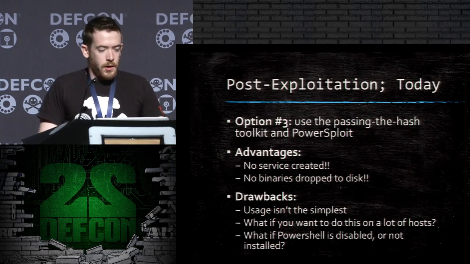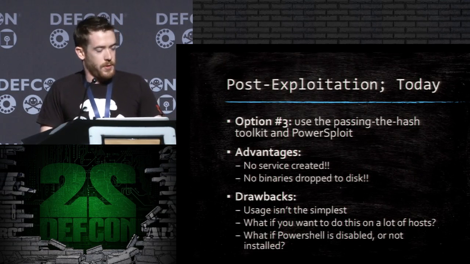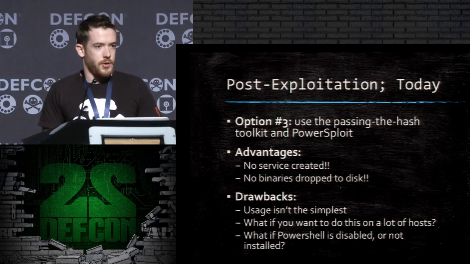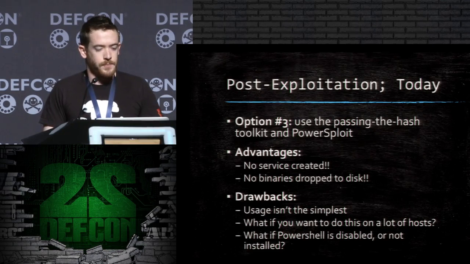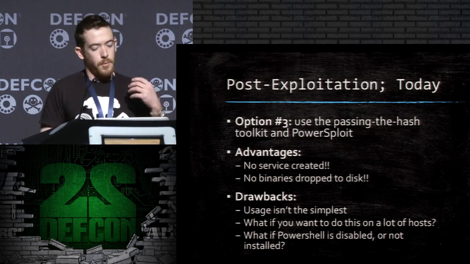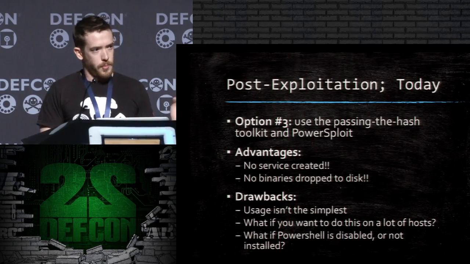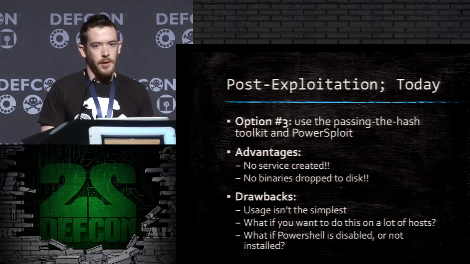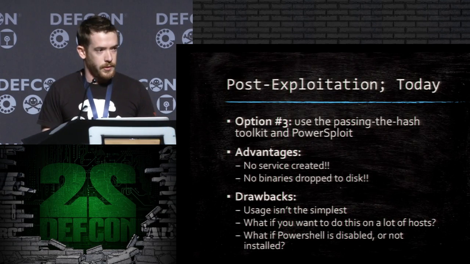Another option is using the Pass-the-Hash toolkit in PowerSploit. It's an awesome project. The advantages are if you use WMI, no service is created, so it's quieter. Also, no binaries are dropped to disk if you're operating purely in PowerShell. Drawbacks, though: it's an incredibly powerful tool set, but the usage isn't always the simplest. If people play with it, there's a little bit of a barrier to entry, and I feel there's got to be a way that we can weaponize this a little easier on an internal test at least, to bring that barrier to entry down.